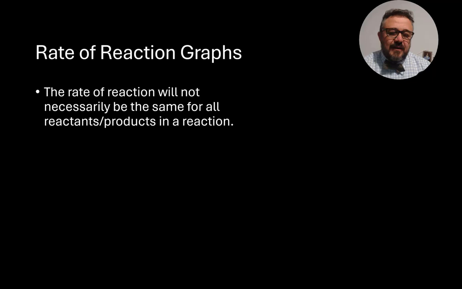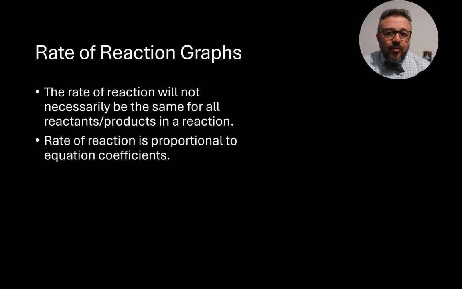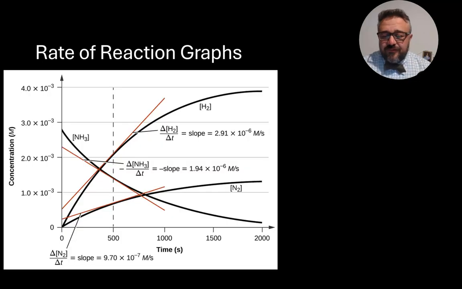Now, the rate of reaction will not necessarily be the same for all reactants or products in a reaction, and that makes sense if you think about it. It's proportional to the equation coefficients. The example I always like to go to, because it's a fun equation with lots of cool stuff happening and it's really important in high school chemistry, is the Haber equation. So let's have a look at a graph for it. This is the rate of reaction. We start off with 0 hydrogen gas and nitrogen gas.